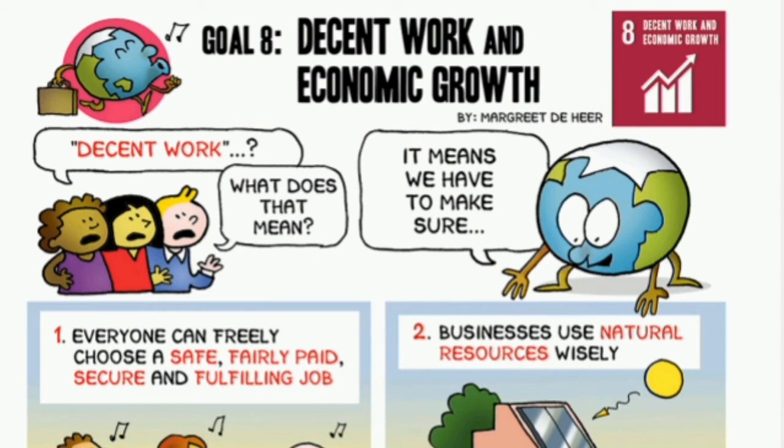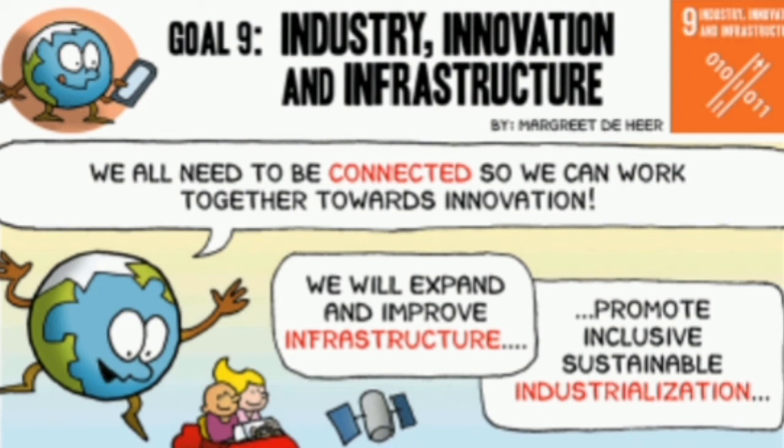Eighth is decent work and economic growth. Decent work, what does it mean? Everyone can freely choose a safe, fairly paid, secure and fulfilling job. And economic growth means businesses use natural resources wisely, so as to protect our planet.